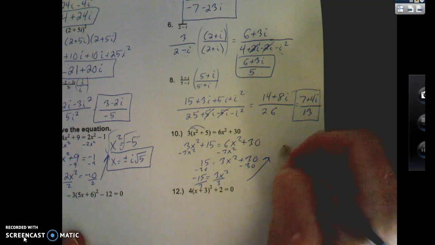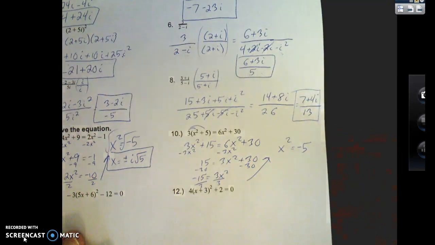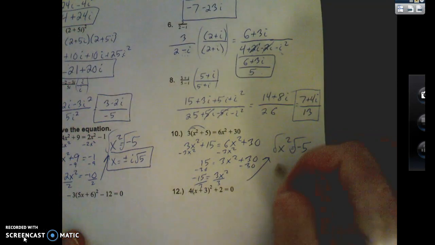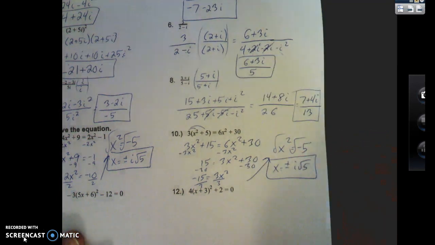I'm going to flip these two because I always like having x on the left side. Oh my gosh, look, same thing. All right, square root left, square root right. x equals plus or minus i root 5. And again, I only pull the i out if there's a negative under the square root.